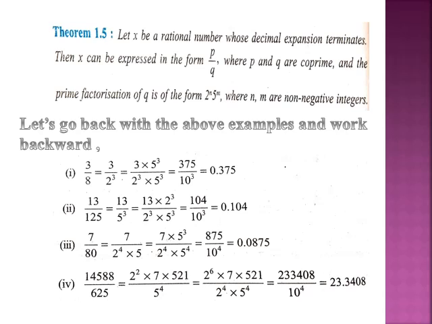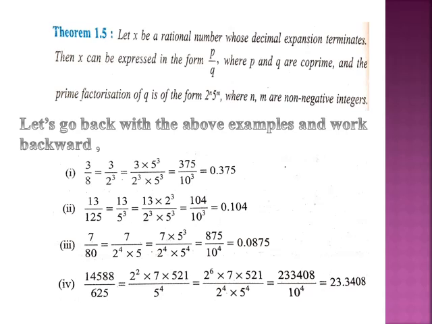Now we will solve the same examples, but go back from the answers and work backward. Take the rational number 3 by 8. 8 is 2 raised to the power 3, so we have 3 upon 2 raised to the power 3. To bring it to the form of 10, we multiply and divide by 5 raised to the power 3. So it becomes again 375 upon 10 raised to 3, and the decimal point is after 3 digits.